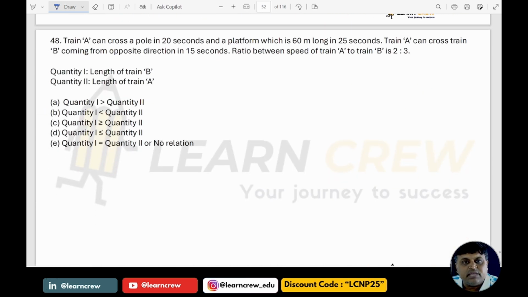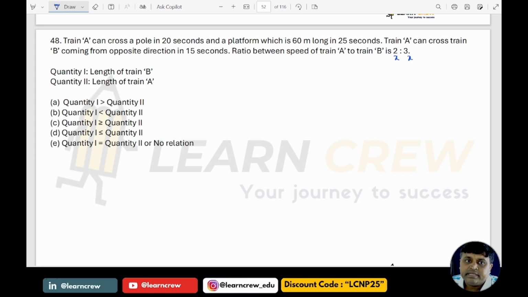Train A crosses a pole in 20 seconds and a platform which is 60 meter long in 25 seconds. Train A crosses train B coming from opposite direction in 15 seconds. The ratio between the speeds of train A to train B is 2:3. If this train speed is 2x, this train speed is what? 3x.